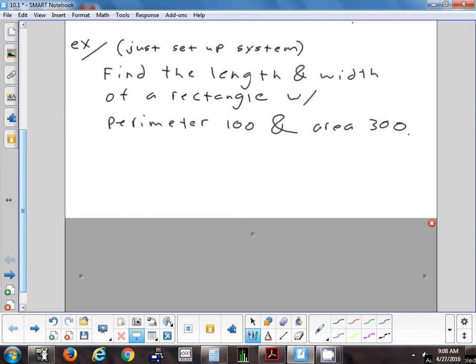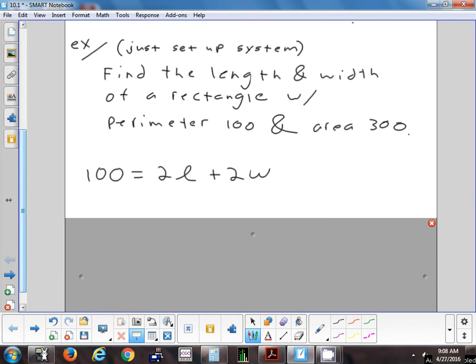So let's start with perimeter. Does anybody remember the formula for perimeter of a rectangle? Yep. 2L plus 2W. The perimeter is twice the length plus twice the width. Now I can actually fill in for perimeter. They tell me what it is. How much is the perimeter in this problem? Yep, it's 100. So that's my first equation.